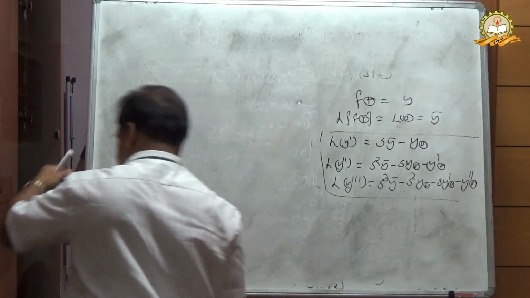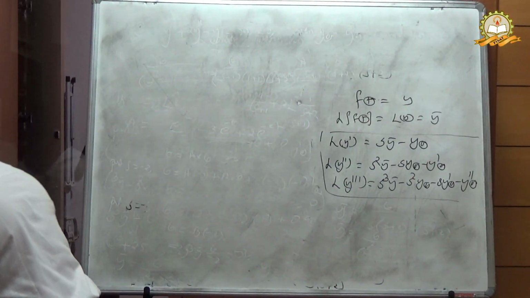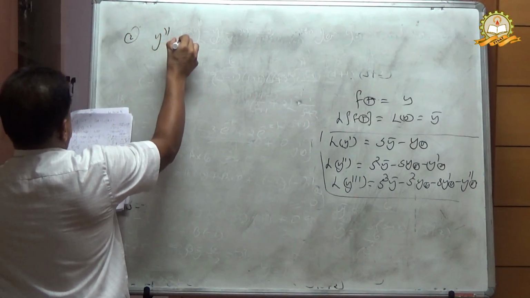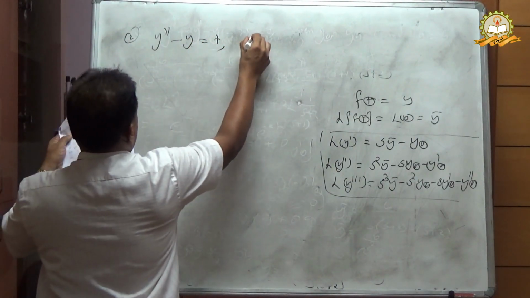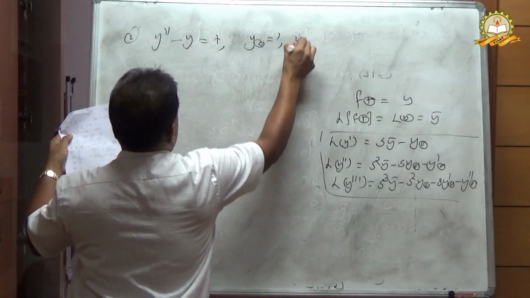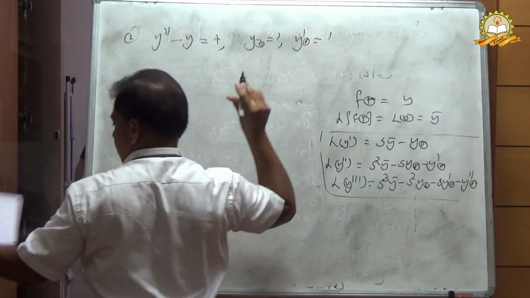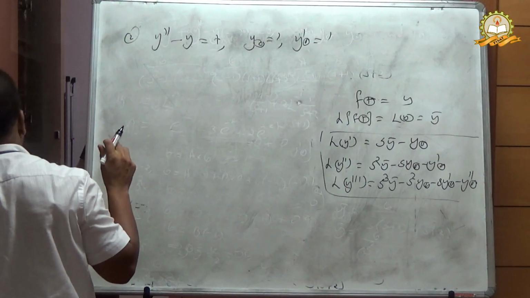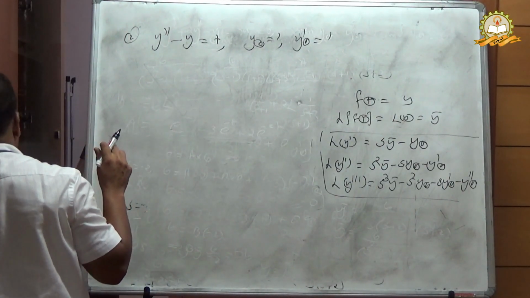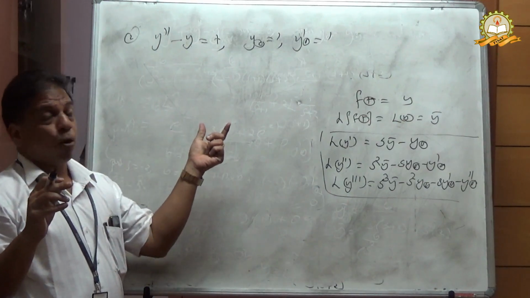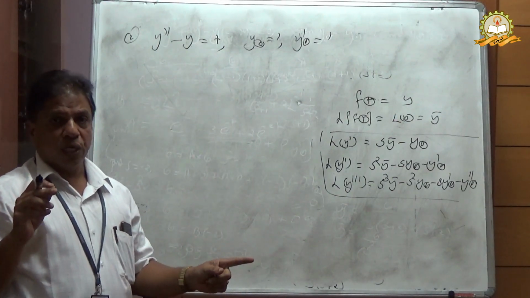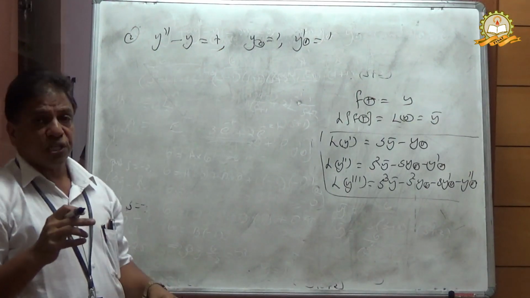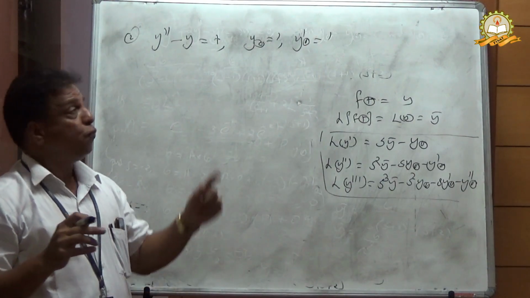Next problem. y double dash minus y is equal to t, y of 0 is equal to 1, y dash of 0 is equal to 1. This is the second problem. This is another ordinary differential equation. In this problem, the right hand side is not equal to 0. The right hand side is another function, that is t. Here we can solve this ordinary differential equation and find the value of y.